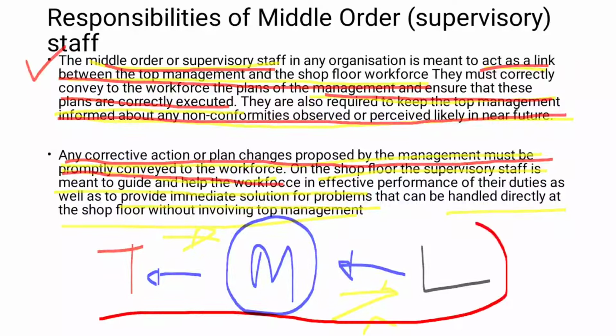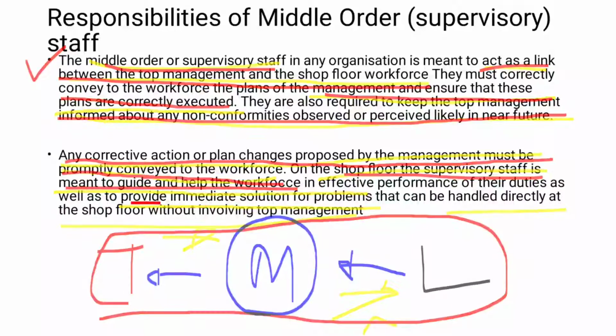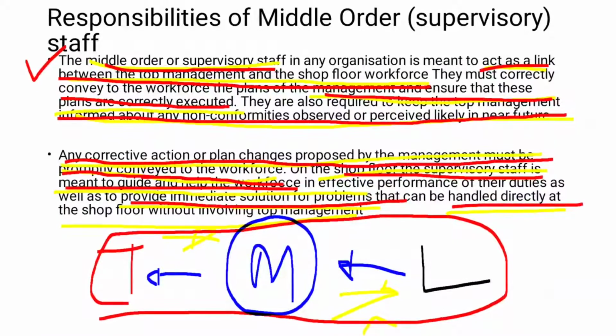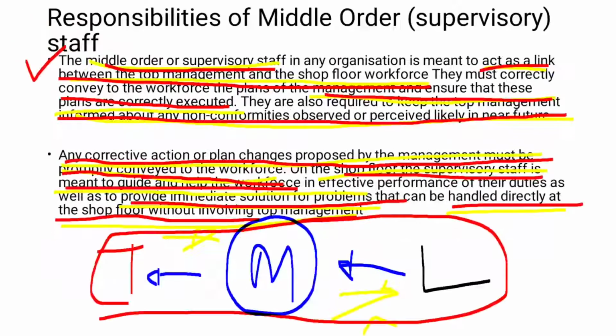I explained everything in this. Okay, so in the exam also you can draw this type of short flow diagram and explain it in your answer, which will be helpful for the examiner to check. On the shop floor, the supervisory staff is meant to guide and help the workforce and provide immediate solutions for problems handled directly at the shop floor without involving any management. Okay, so these were the responsibilities of the middle order supervisory staff, and now the responsibilities of the supervisory staff include the following, which we are going to learn in the next session. Thank you.